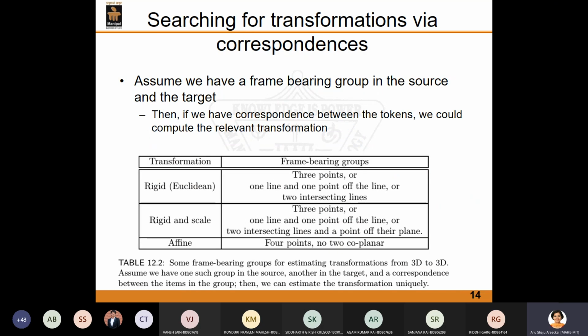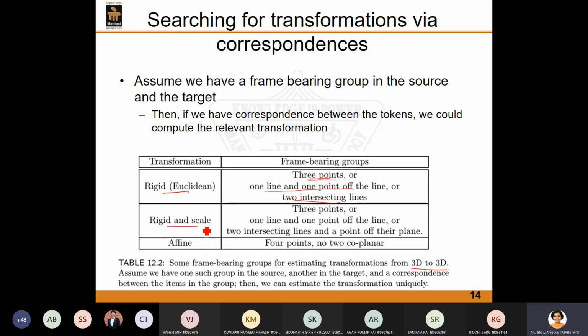In the case of 3D to 3D registration, you have one more dimension, right? So it is slightly different. For the rigid or the Euclidean transformation, you need 3 points, not 2 points. Earlier it was 2 points. Here, if you can just find 3 points, that would be well and good. Or you can use a line with a point that is not present on the line, or you can use two intersecting lines.